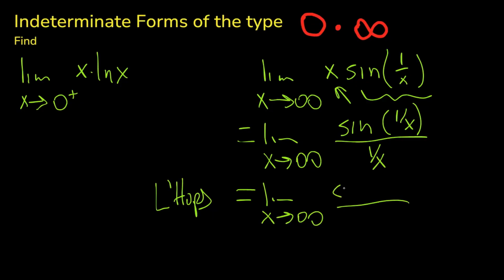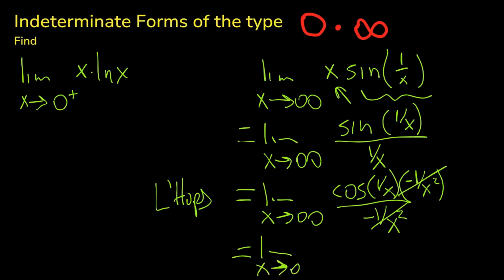Differentiate the numerator, we'd have to use the chain rule. So cosine of 1 over x times the derivative of the inside would be negative 1 over x squared. Thankfully, the denominator's derivative is going to also be negative 1 over x squared. So those will cancel, and this simplifies to just cosine of 1 over x. As x approaches infinity, 1 over x approaches 0, so cosine of 0, the limit is 1.